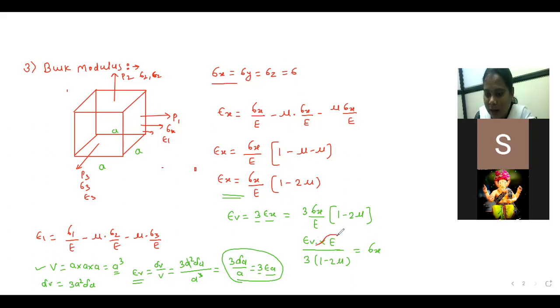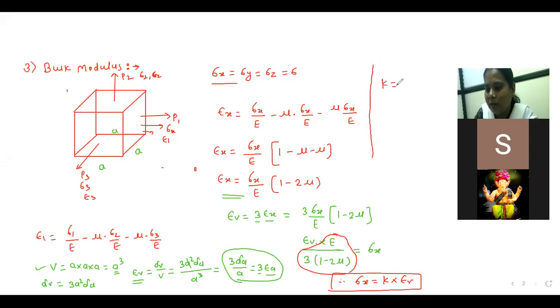So this E divided by 3 in bracket 1 minus 2 mu is called K. Therefore, sigma x is equal to K into epsilon V. This is our bulk modulus. The value of K is equal to E divided by 3 into (1 minus 2 mu). So this is our third elastic constant, called the bulk modulus.